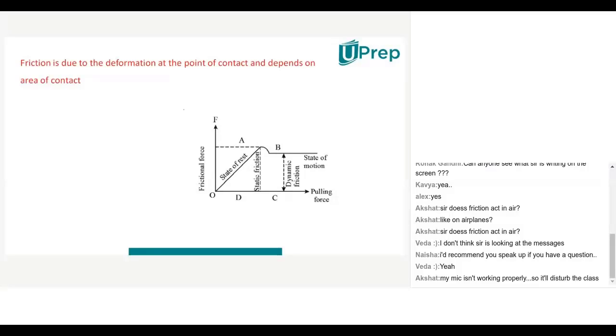Sir, kinetic. Kavya. I think it is static friction. Next, Naisha.